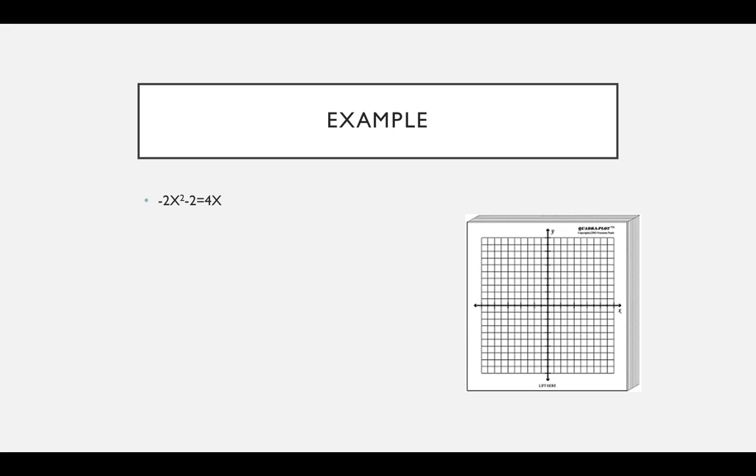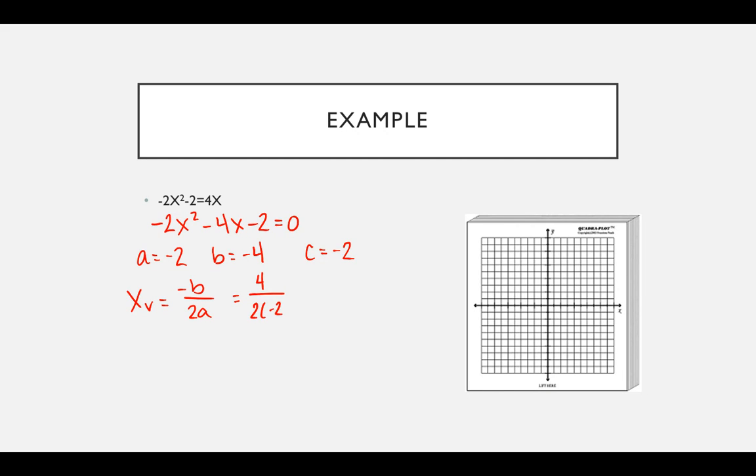Here's another example. First thing I will point out here is that this is not written in standard form. So write it as -2x squared minus 4x minus 2 equals 0, so that you can clearly identify a, b, and c. Then we can find the x-coordinate of the vertex. Same idea as before, opposite of b over 2a. So opposite of -4 is +4 over 2 times a, which is -2. So it'll be 4 over -4, or -1.